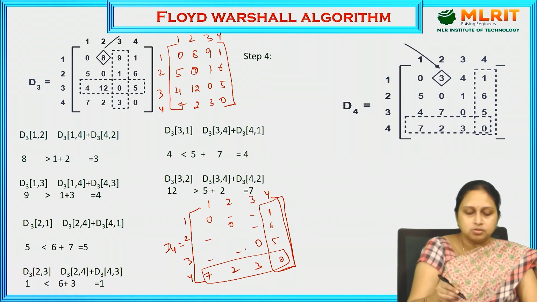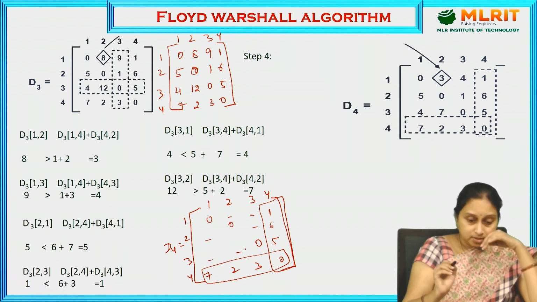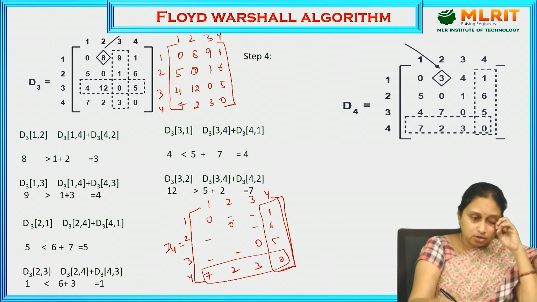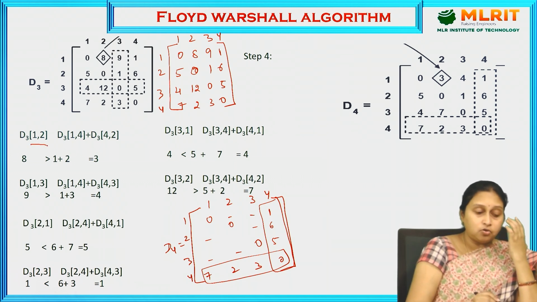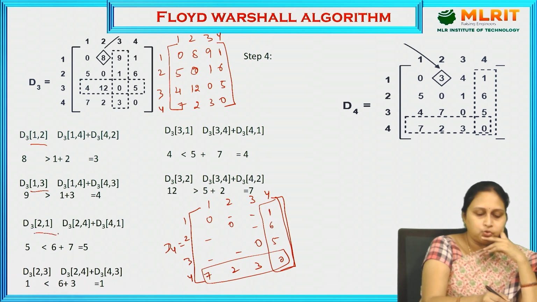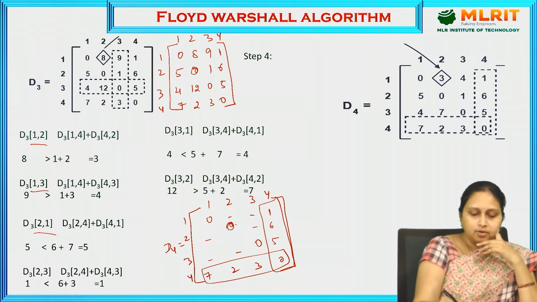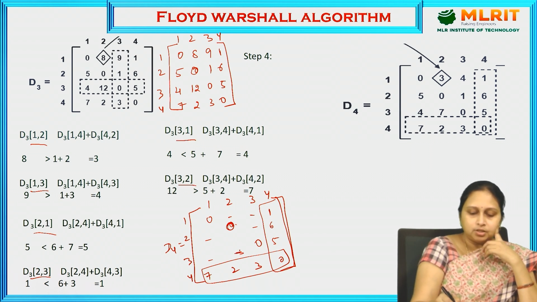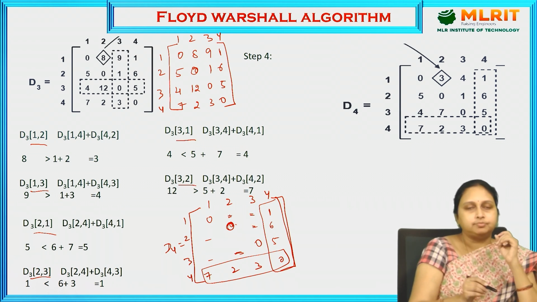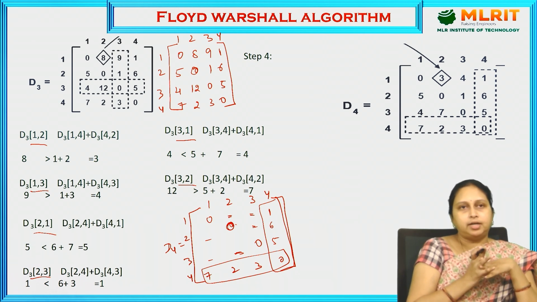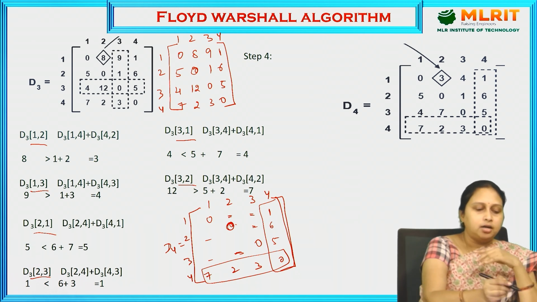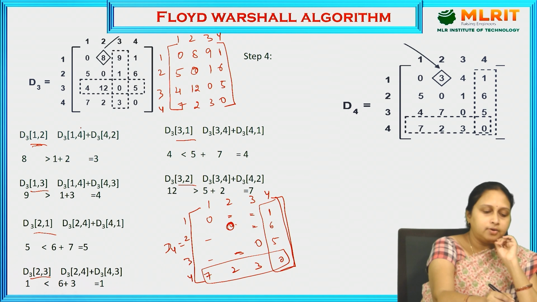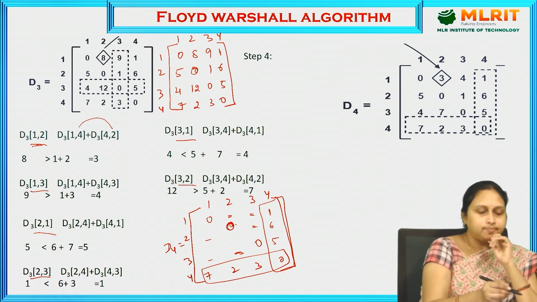vertices values. Okay. Now what are the values we need to find? 1, 2 we need to find. D3 of 1, 2, D3 of 1, 3 and D3 of 2, 1, right? And D3 of 2, 3 and D3 of 3, 1 and D3 of 3, 2. These values we need to find out. And in the middle we need to take the vertex 4, right? D1 of 1, 2, how can we write? D1 of 1, 4 and 4, 2, right?